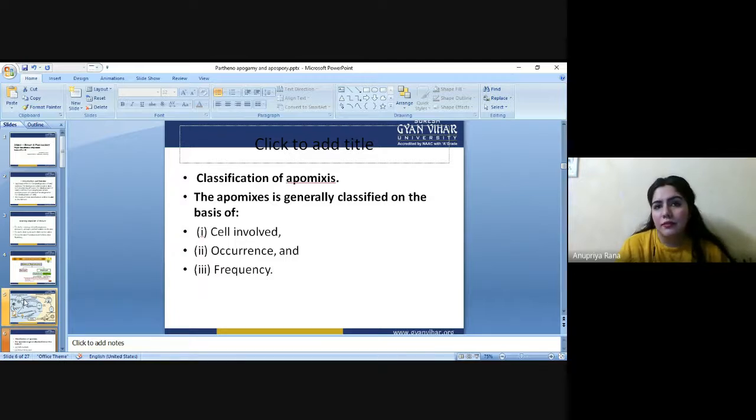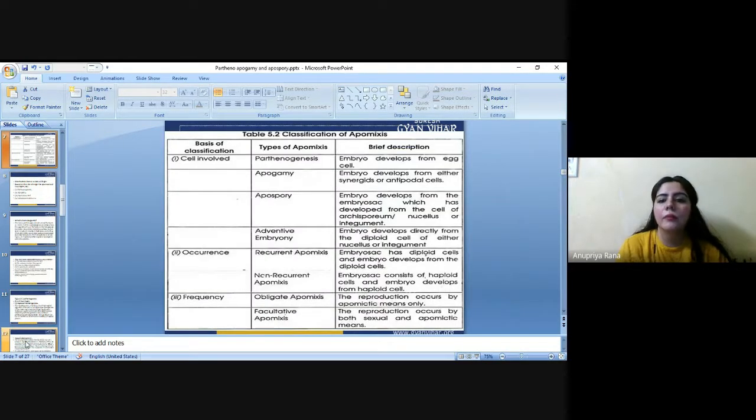Second is occurrence. Occurrence is whether the plant follows the process of apomixis in its next generation or not. On that basis, we can classify them. Third basis is frequency, that is, how frequently the apomixis process happens in a particular plant species. So these are the bases on which we can classify apomixis. Next, we will see what kinds of processes there are.